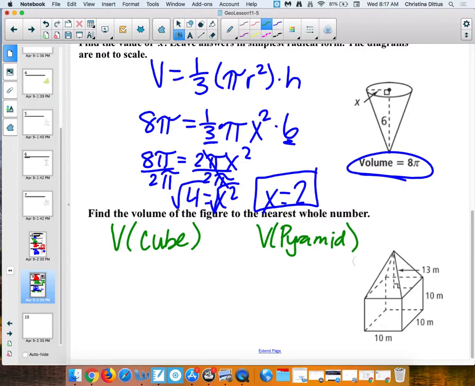Throwback to yesterday. It's the formula for volume of a cube or anything that has two bases: area of the base, big B, times H. Big B stands for the whole base. So what's the shape of my base? Square. So what if I find the area of that? Base times height. 10 times 10. What's the height of my cube? 10. So what's the volume of that cube?